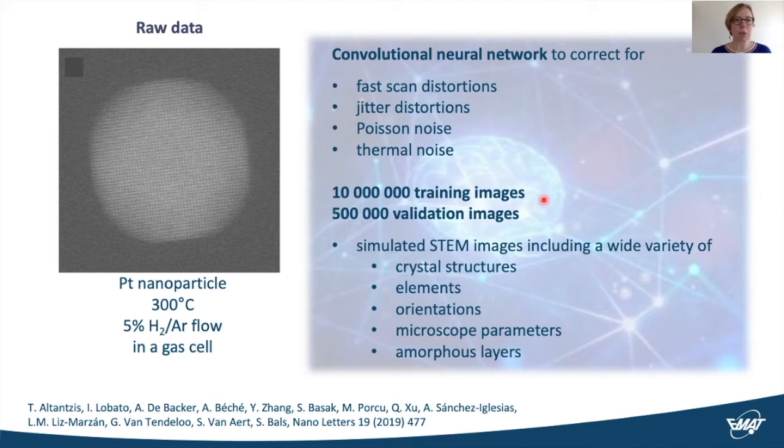To overcome this problem, we trained a neural network to correct for fast scan distortions, jitter distortions, Poisson noise, and thermal noise. For this purpose, we use simulated images, including a wide variety of crystal structures, elements, orientations, microscope parameters, amorphous layers, and so on. In particular, 10 million training images and 500,000 validation images have been used.